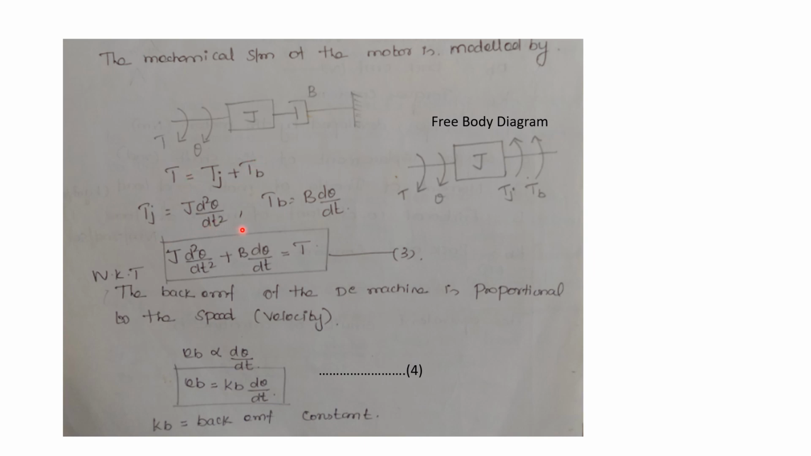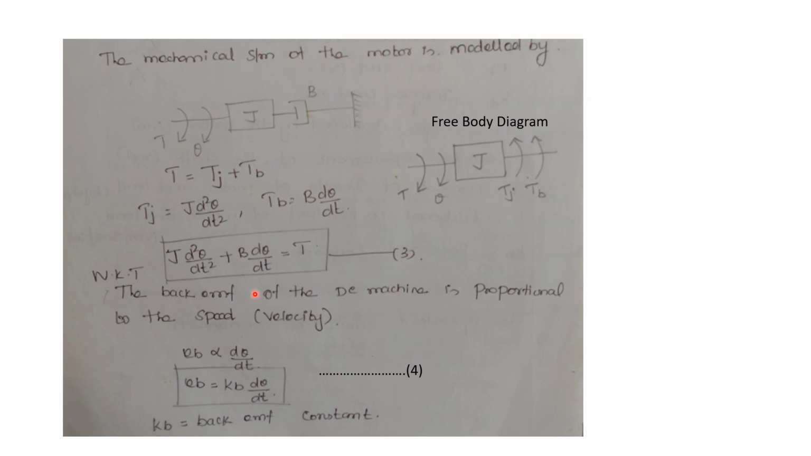T is equal to Tj plus Tb. Tj plus Tb will be the opposing torques, and T will be an applied torque. Now you have to substitute the values here. That is J d squared theta by dt squared, the value of Tj, and B into d theta by dt, the value of Tb. This is equal to capital T. So this is another differential equation obtained from this armature controlled DC motor.